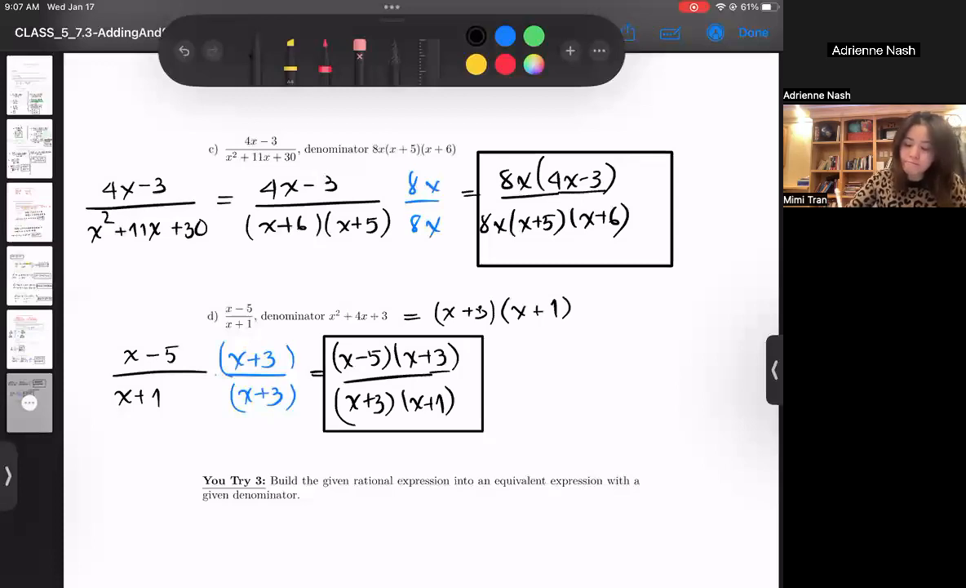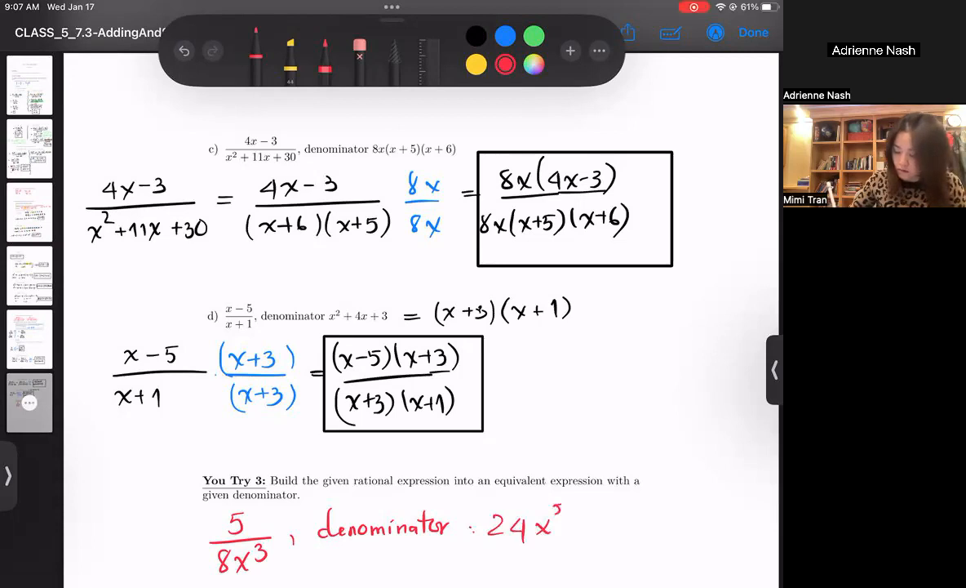You try 3. 5 over ax cubed, and the denominator that they want is 24x to the 5th. You don't have to rush. I extended your try all the way to tomorrow night or something.